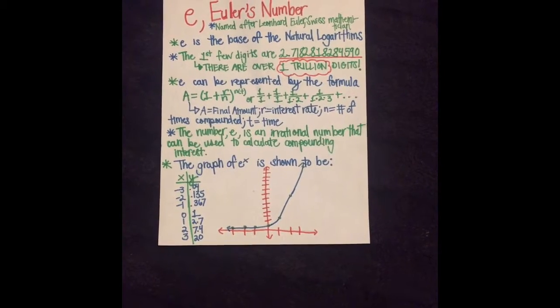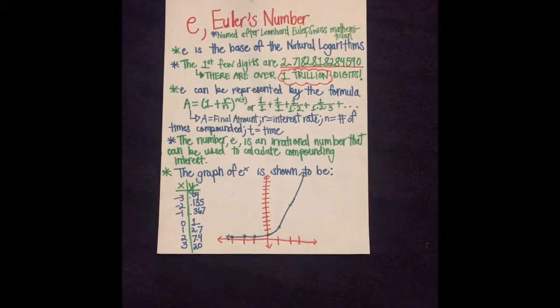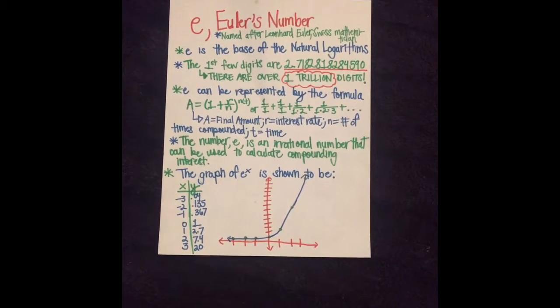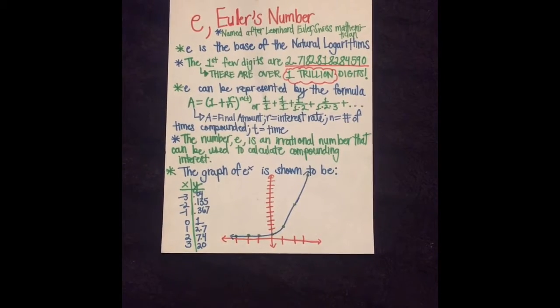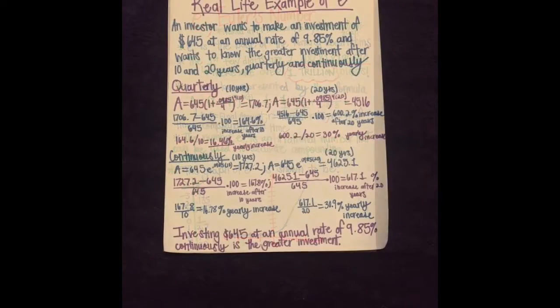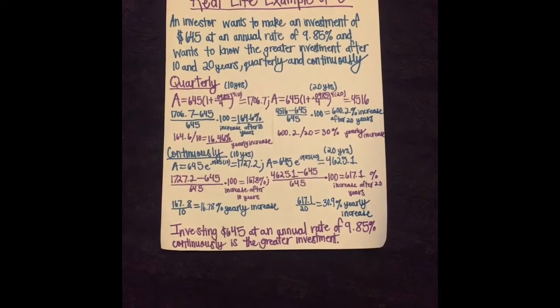The graph of E is shown to be a little something like this, and as the numbers go from negative to positive, they increase slightly and then more and more as the numbers go up. Euler's number can be applied to real-world examples.